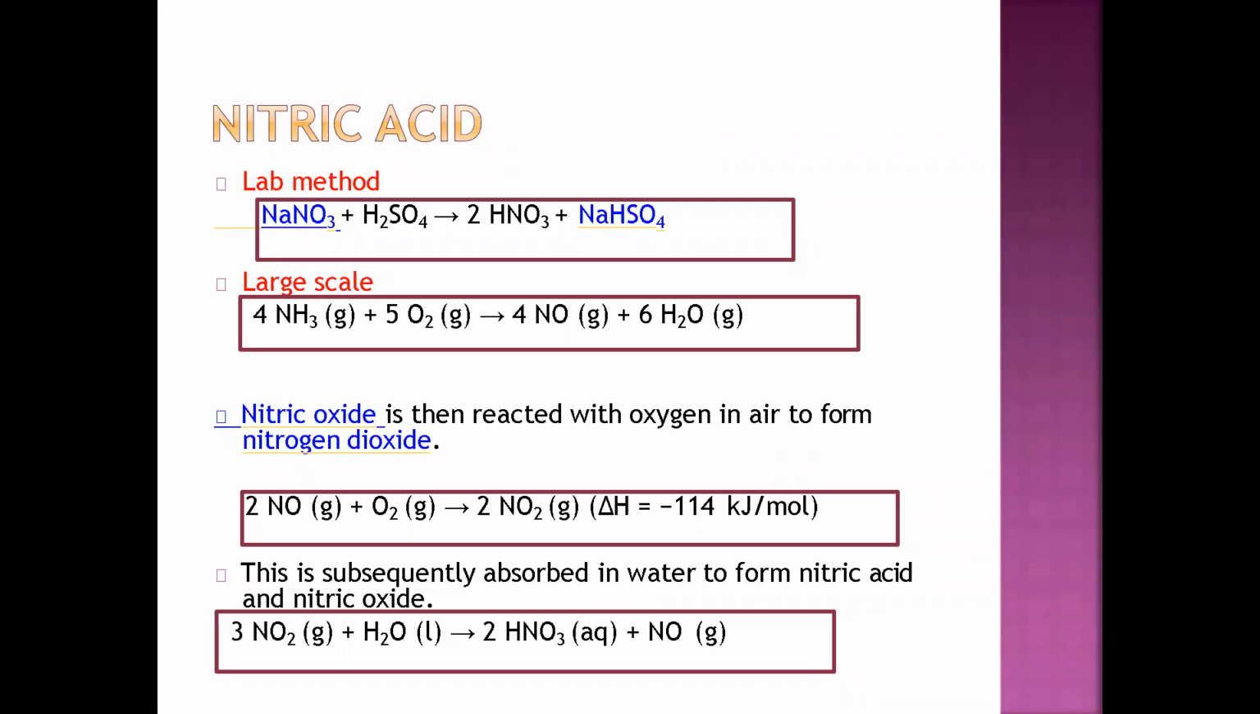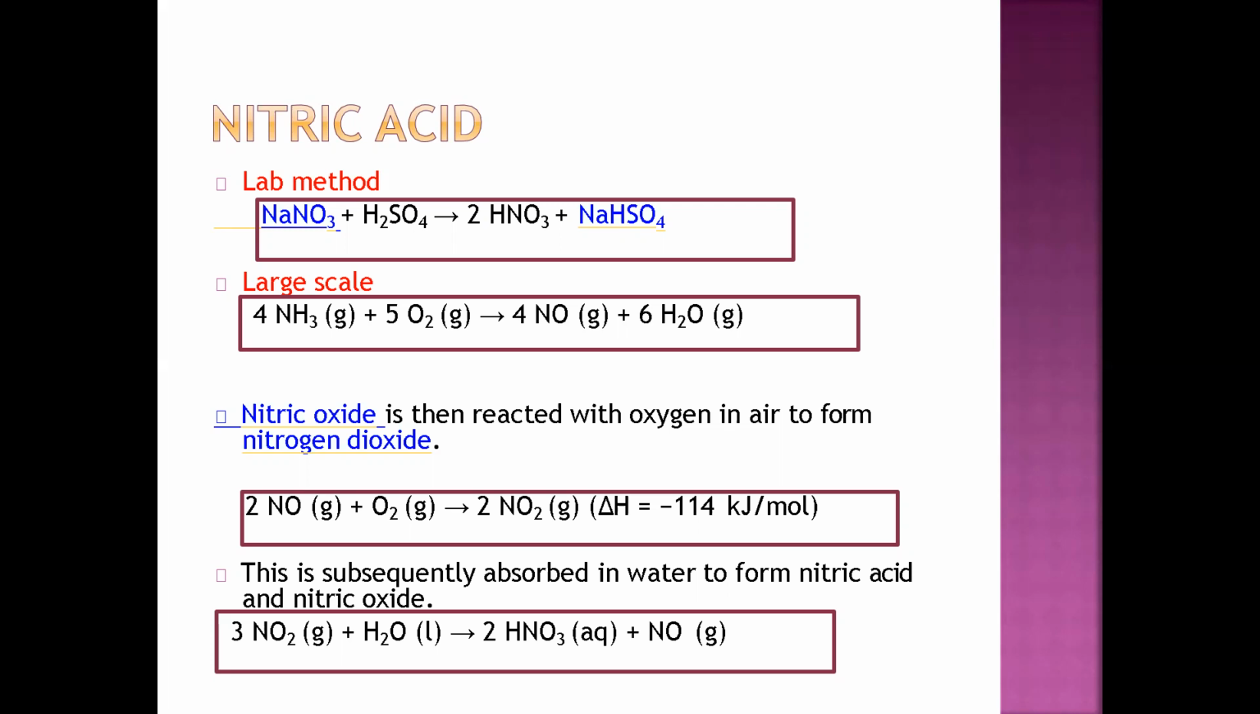So let us talk about nitric acid. It is also a nitrogen compound. We can prepare nitric acid on two levels. First is the laboratory method and second is the large scale or commercial method. How can you prepare it in the laboratory? By reacting NaNO3 plus H2SO4, it gives HNO3 plus NaHSO4. On a large scale, when ammonia reacts with oxygen, we obtain nitrogen monoxide and water.